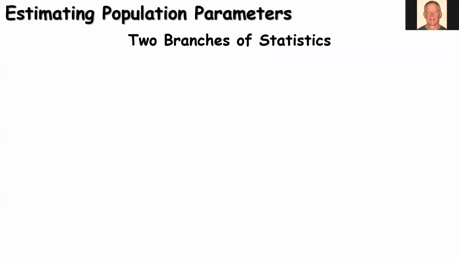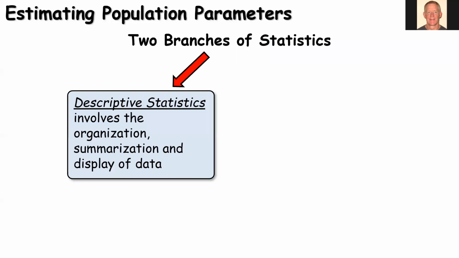All right. So if we're going to estimate the population parameters, there's kind of two ways to approach this. There's two main branches of statistics. The first is what we call descriptive statistics. That involves the organization, summarization, and display of data. So we'll be collecting data, putting it into a table, maybe calculating the mean or the standard deviation, and then perhaps graphing it.